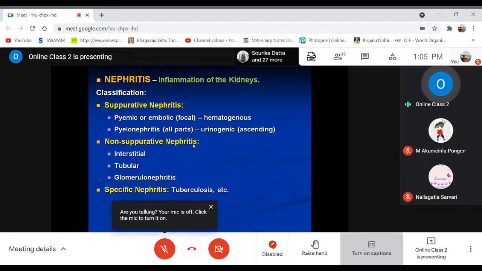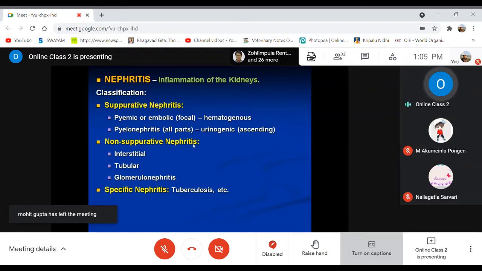And the last type is specific nephritis. I am just giving the example of tuberculosis, a disease caused by Mycobacterium tuberculosis or Mycobacterium bovis, and Mycobacterium avium in the case of avian species. This bacterial organism can also cause nephritis in those specific diseases. So this is specific to that particular disease, and this kind of nephritis is known as specific nephritis.